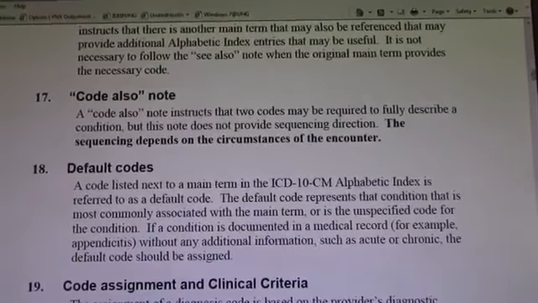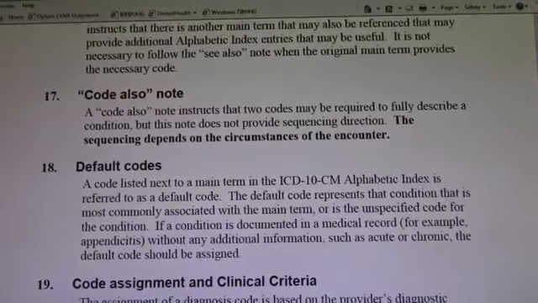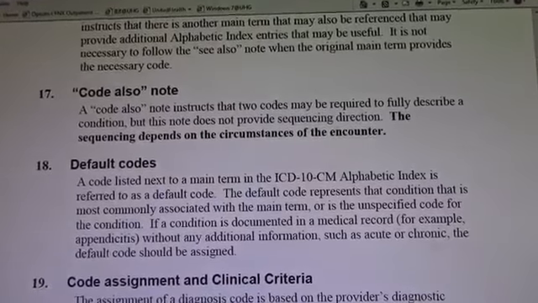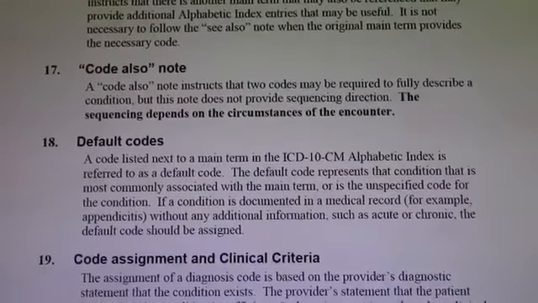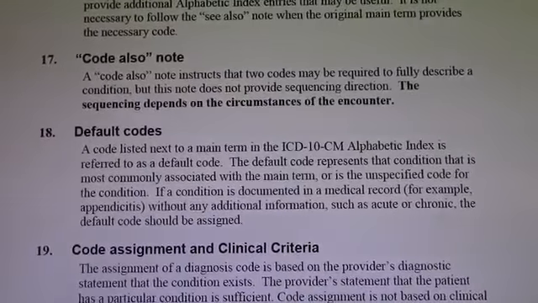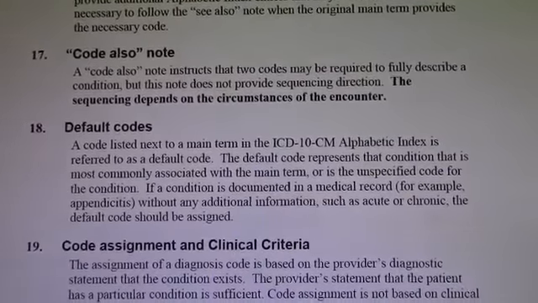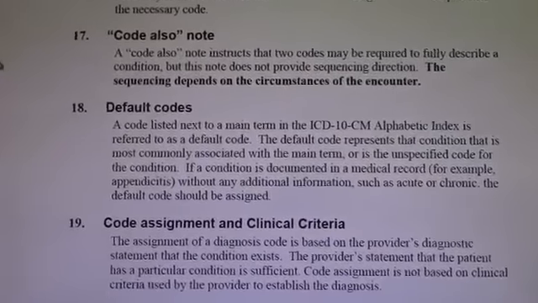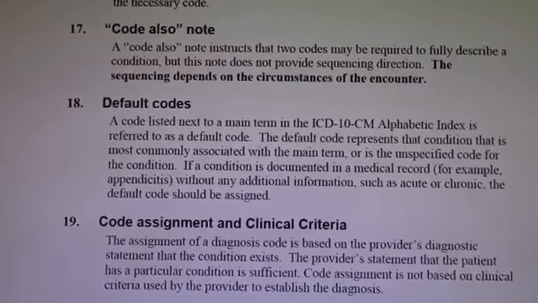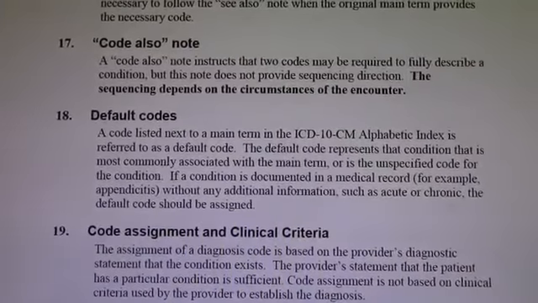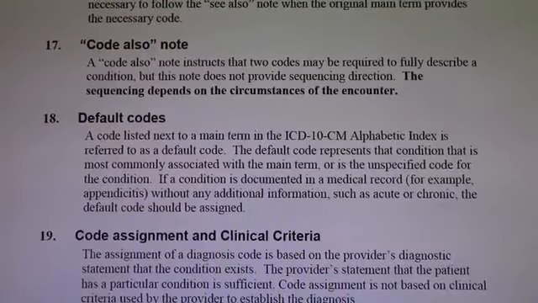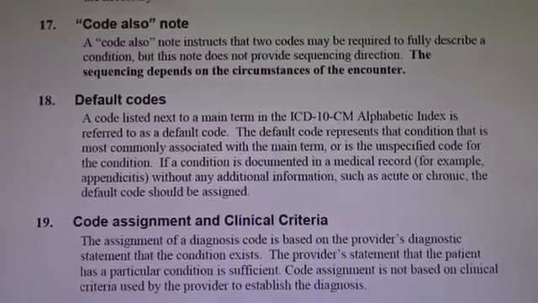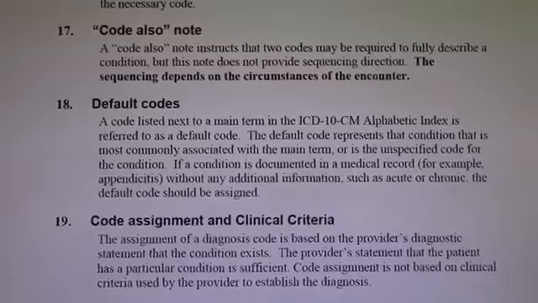The default code represents the condition that is most commonly associated with the main term or is the unspecified code for the condition. So if a condition is documented in a medical record, for example, appendicitis, without any additional information such as acute or chronic, then the default code, just appendicitis, should be assigned. Because remember, if you go to your main term appendicitis, it's going to say acute, it's going to say chronic, it's going to describe different types of appendicitis. Well, if your physician didn't tell you it was acute or chronic, then just fall back to your default code, which is just appendicitis, and just code that. Don't code acute or chronic, just code appendicitis.